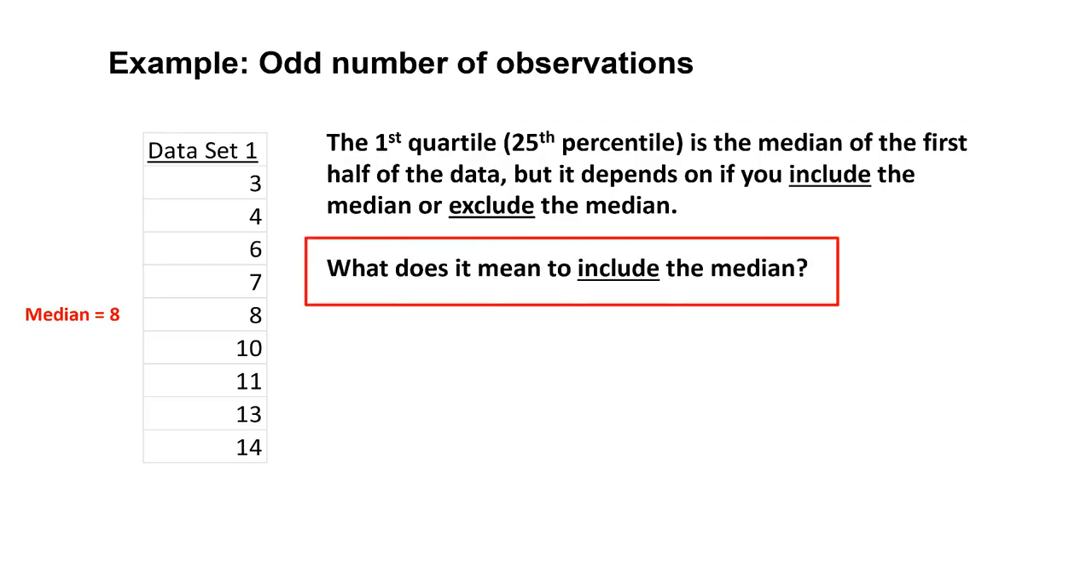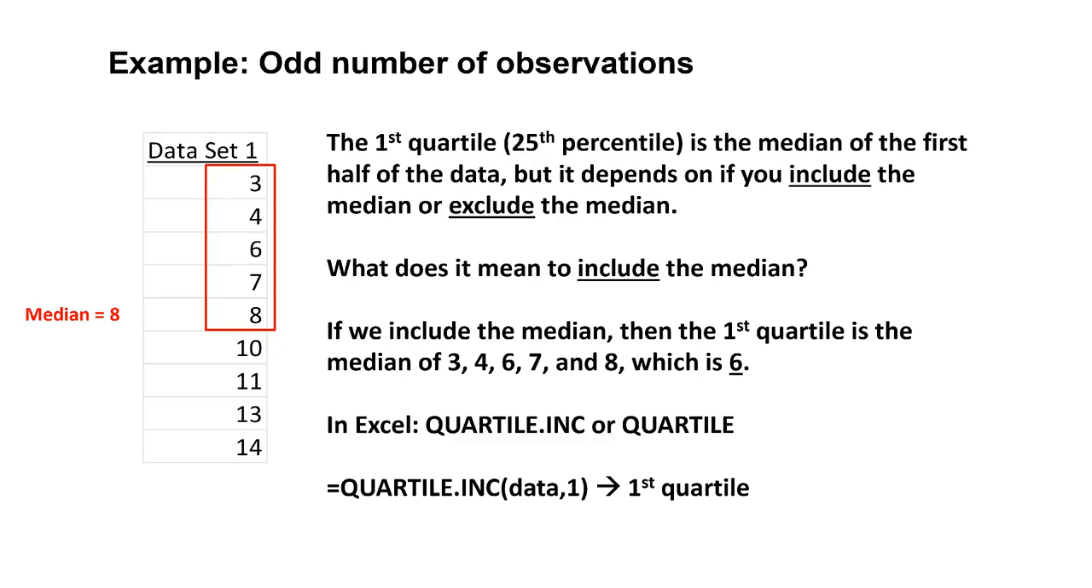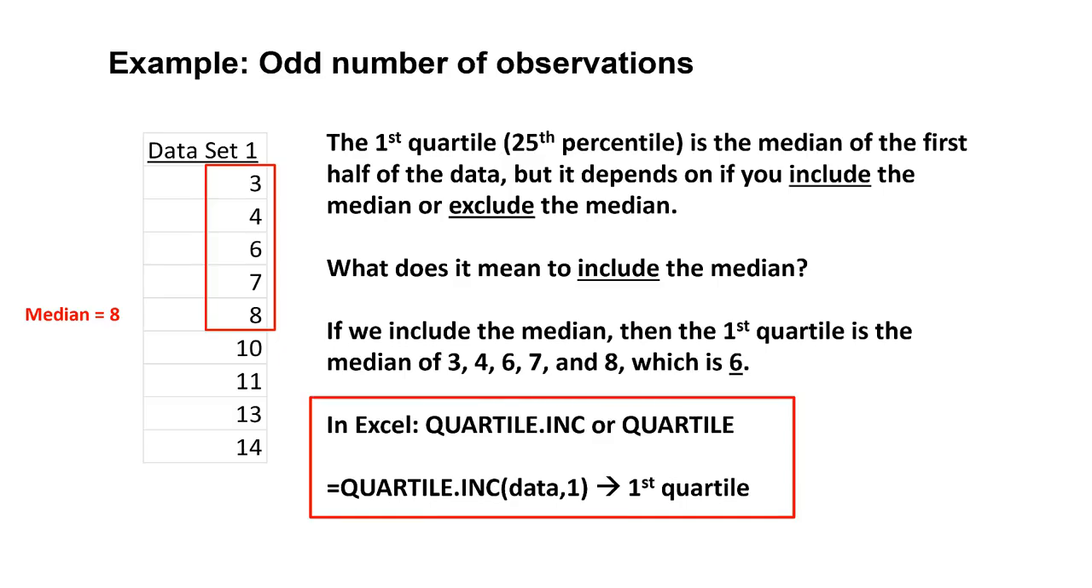So what does it mean to include the median? If we include the median, then we're considering these numbers, 3, 4, 6, 7, 8. Then the first quartile is the median of those 5 numbers, which in this case is 6. Make note that we're talking about an odd number of observations here. In Excel, we can use those 2 functions, quartile.inc or quartile, and that'll give us the first quartile if we use a second argument of 1.